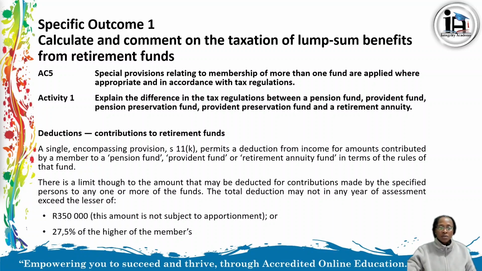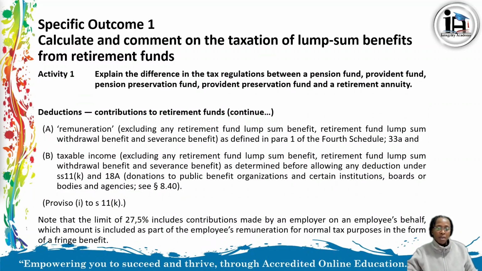There is a limit, though, to the amount that may be deducted for contributions made by specified persons to any one or more of the funds. The total deduction may not in any year of assessment exceed the lesser of 350,000. This amount is not subject to apportionment, or 27.5% of the higher of the member's remuneration or taxable income.